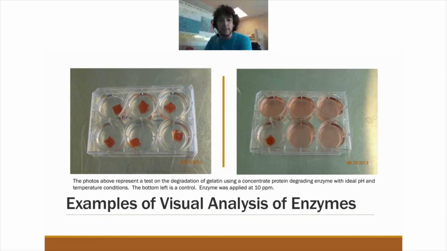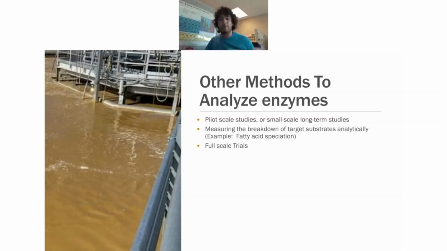So we can see with the addition of 10 parts per million of QuickSign-P here, we were seeing a visual degradation of the gelatin chunk, as opposed to our control, where essentially nothing happened in our period of this test, which is a 24-hour period. So there are some other good methods to analyze enzymes and bacterial products.